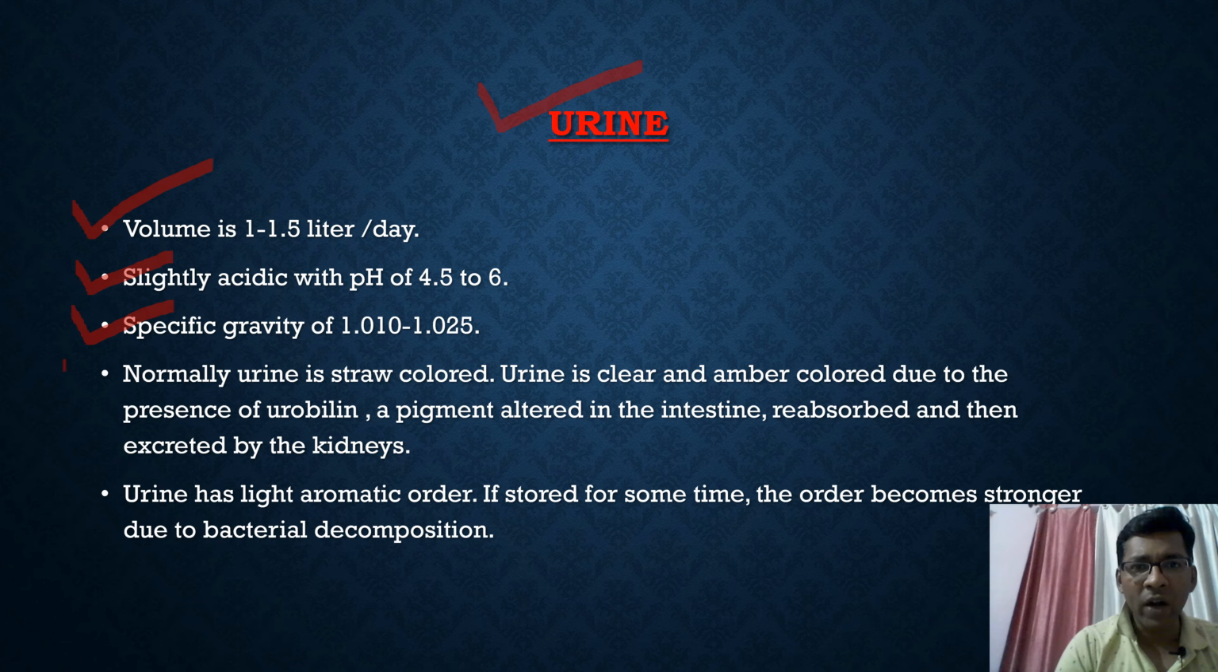Normal urine is straw colored. Urine is clear and amber colored due to the presence of urobilin, a pigment altered in the intestine, reabsorbed and then excreted by the kidneys. Urine has a light aromatic odor. If stored for some time, the odor becomes stronger due to bacterial decomposition. So the whole urine part is important for theory as well as for MCQ purposes in any exam.